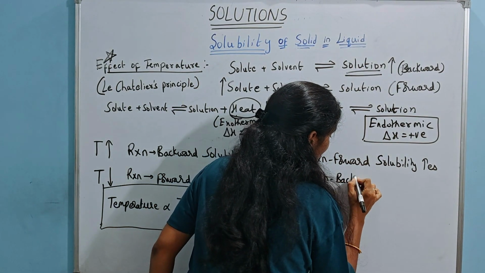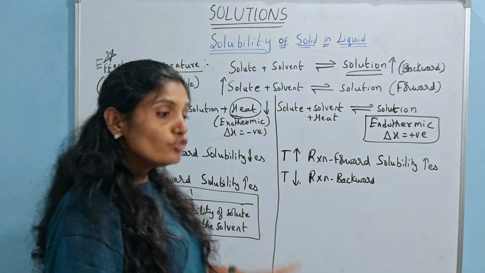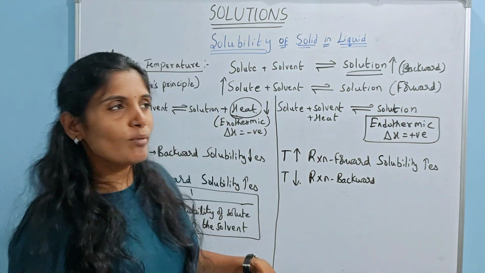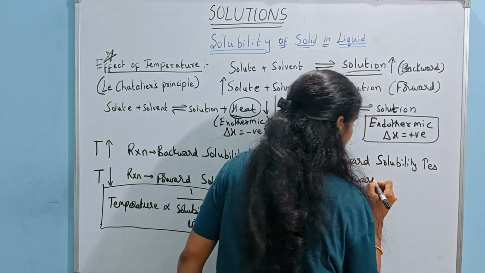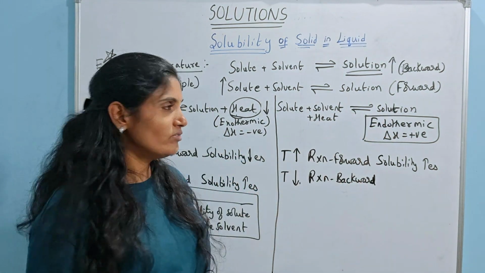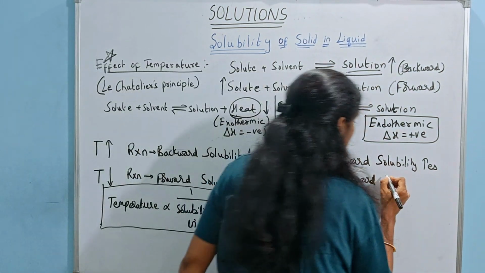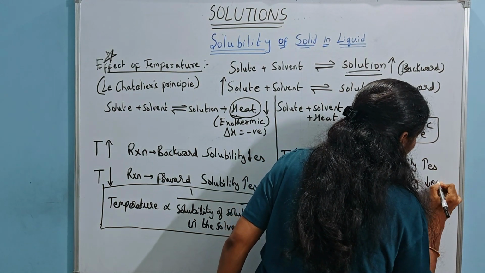The reaction comes in the backward direction because there is a decrease in the heat or temperature on the left hand side. So to get back to the normal equilibrium temperature, the reaction will try to go in the backward direction. Now the backward direction process is what? Crystallization. So whenever I am talking about crystallization, what happens to the solubility?